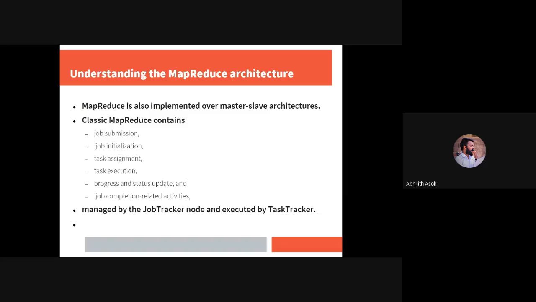MapReduce is implemented using master-slave architecture. Classic MapReduce contains job submission, job initialization, task assignment, task execution, progress and status update, and job completion related activities, and these are managed by the job tracker node and executed by the task tracker.